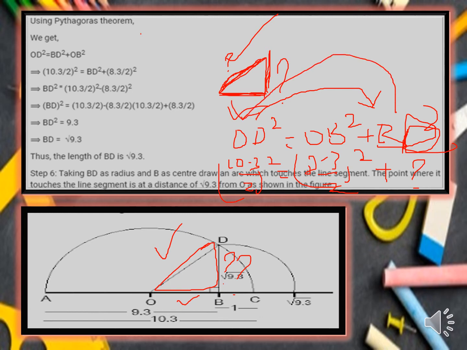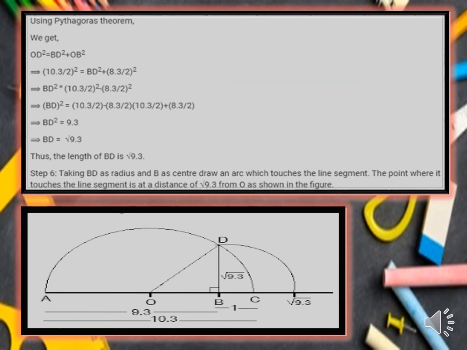So that the equation will be like BD square is equal to OD square minus OB square, because OD square with plus symbol, when it is coming to the opposite side it will be in the minus symbol. After substituting the values we will get it as 10.3 by 2 the whole square minus 8.3 by 2 the whole square. So it is like A square minus B square.